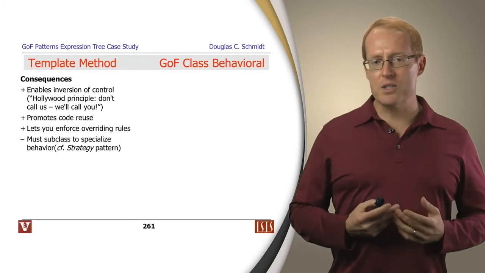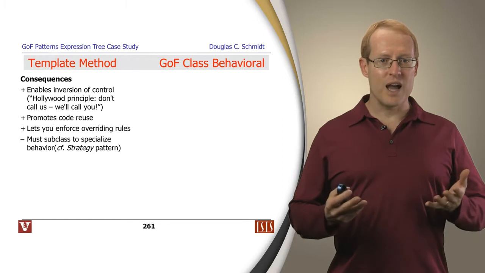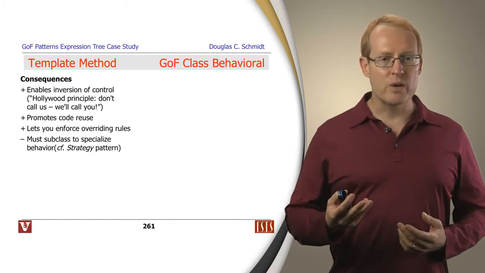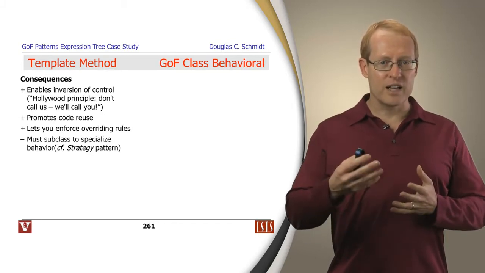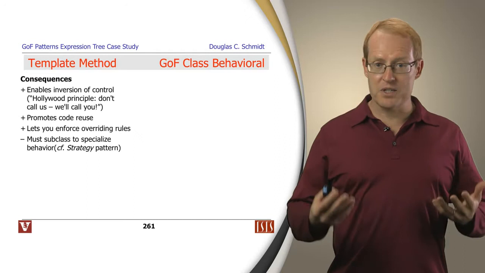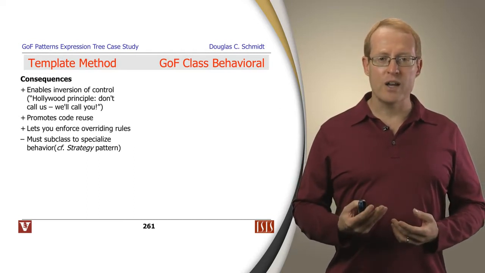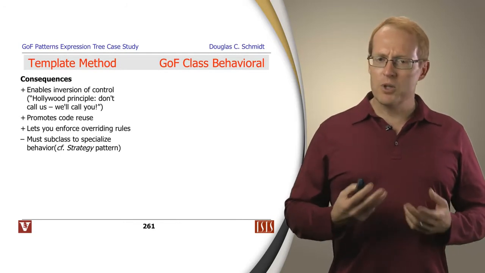So some of the consequences of applying this pattern: it enables inversion of control, which is the Hollywood principle. Don't call us, we'll call you back. It also promotes code reuse because you can fix the steps of the algorithm in one place and then make it clear how to extend them in a very systematic way. It lets you decide how to enforce the various overriding rules, under what circumstances to allow things to be overridden, and so on. But there are some downsides.